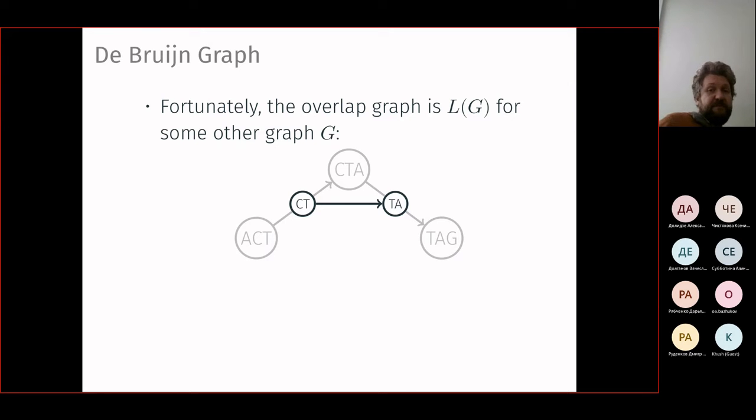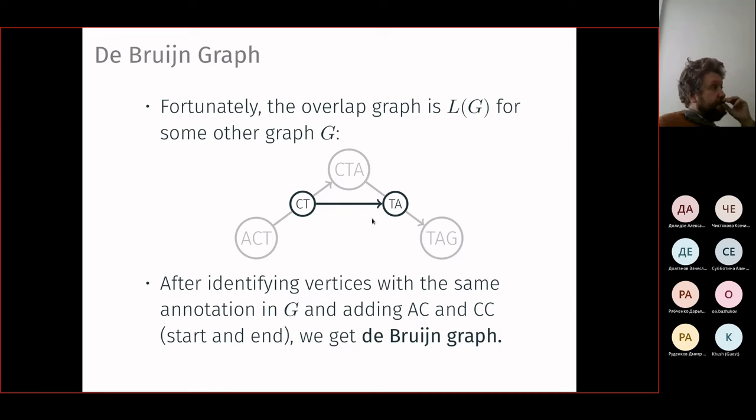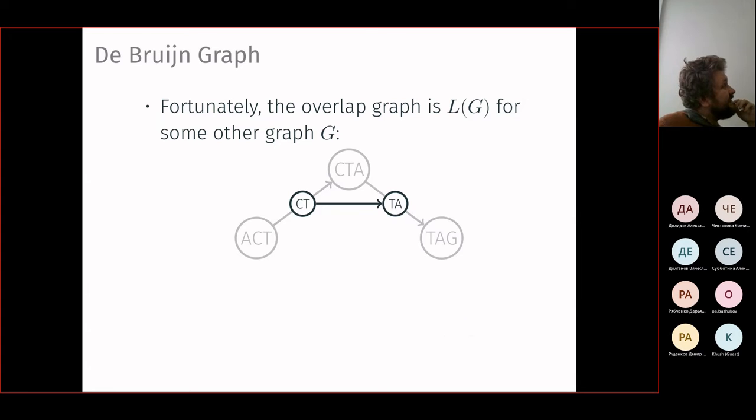Fortunately, the overlap graph is L of G for another graph. For example, we have ACT, CTA, and CTA to TAG. This is an edge which can be marked by CT, and this is an edge which can be marked by TA. And we introduce this new arrow here, with one common letter, which corresponds to the CTA triplet.